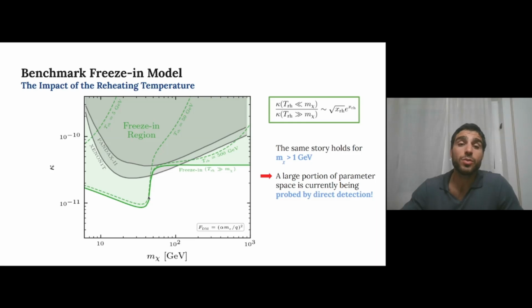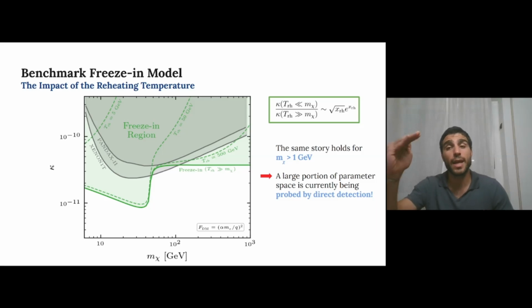For illustration, I also plot the cases for T reheating of 5 GeV, 50 GeV, and 500 GeV. And again, the story is the same. For dark matter masses much larger than the reheating temperature, the required portal coupling kappa is significantly enhanced to values that are being actively probed right now by current experiments.